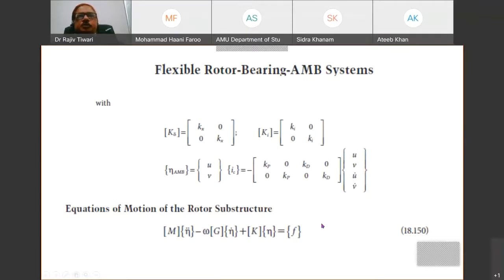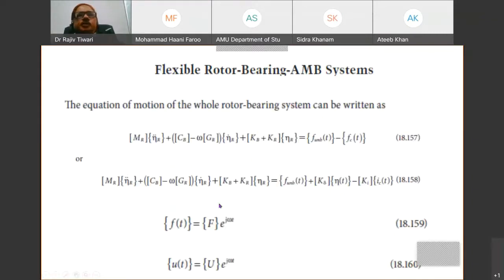So this will be the total equation of motion containing everything. We have the active magnetic bearing model, unbalance, bearing stiffness, rotor stiffness, because now we are considering the inertia of the shaft also. So this is a typical equation of motion using the finite element model. Those who are working in this topic are familiar with the conventional thing.